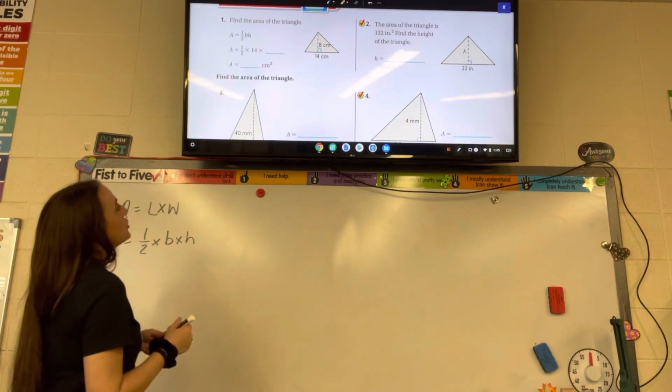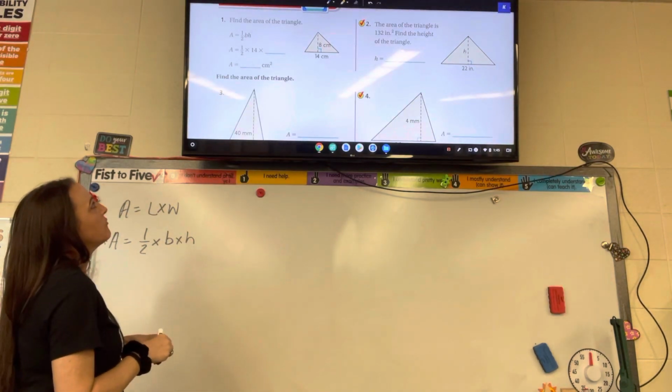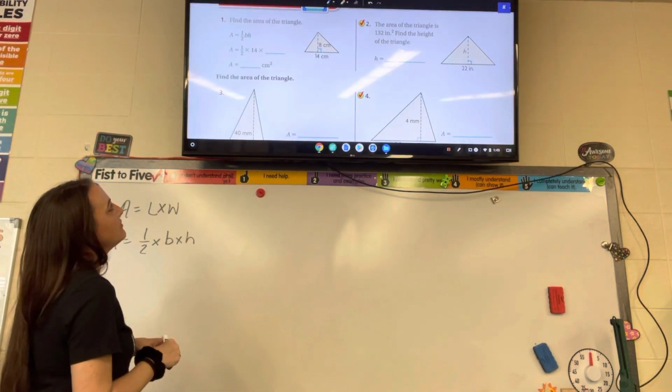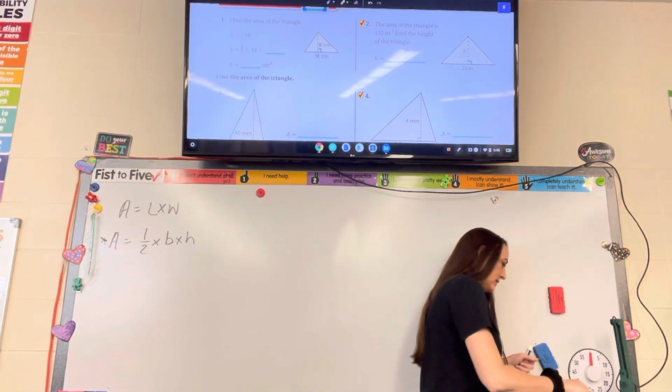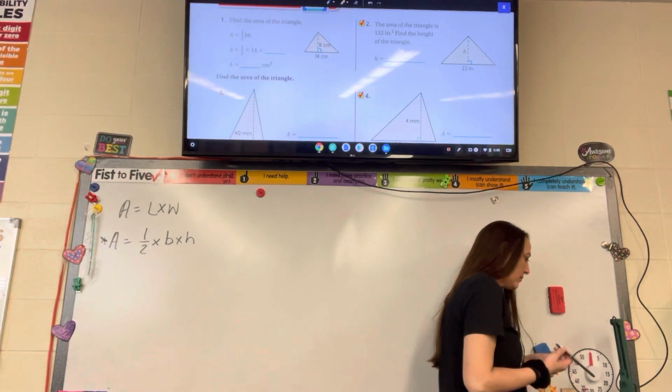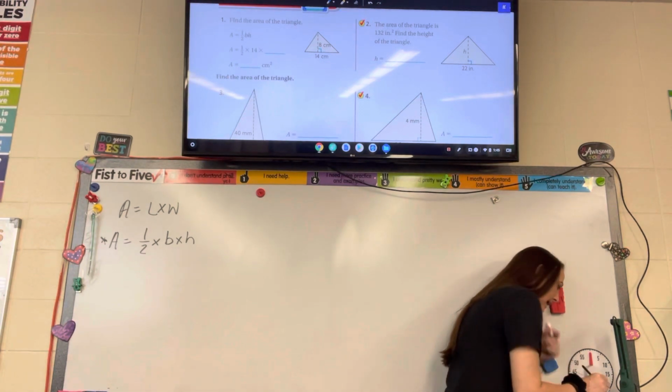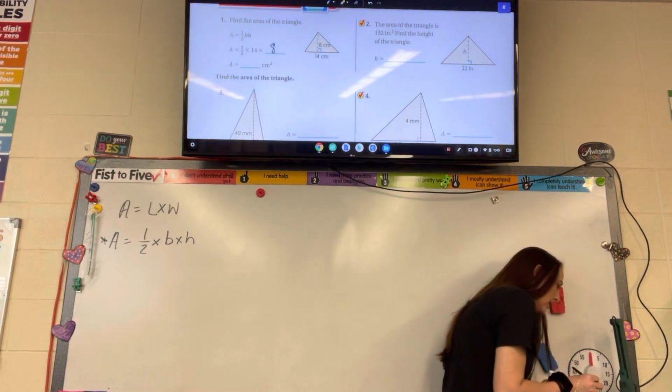Find the area of the triangle. Area equals 1/2 base times height. They've given us the base of 14 and the height is what? Skylar, what's the height of this triangle on number 1? 8 centimeters.